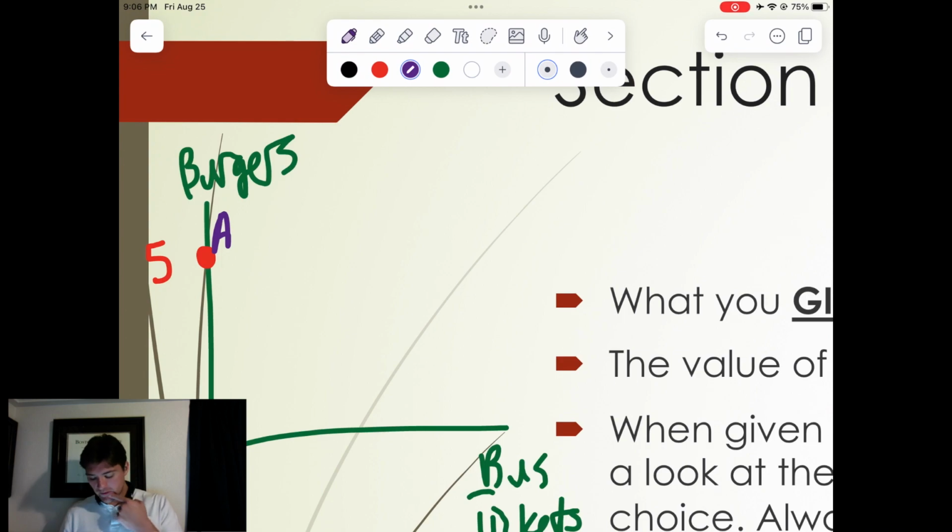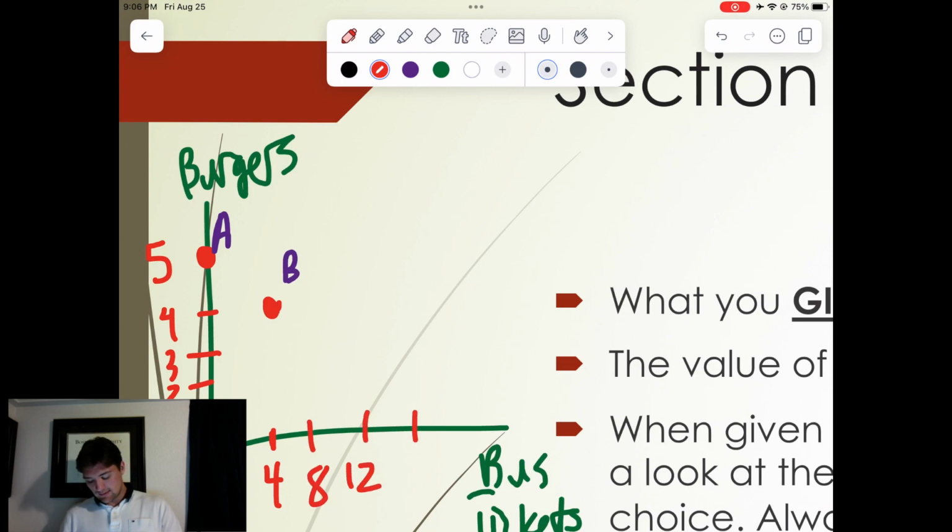What was the next point? The next point was 4 burgers. And then how many bus tickets was that? That should have been 4. We're going to do another point here because that's 3 burgers. And then you start doing 5, 4, 3, 2, 1. And what's happening to bus tickets? 4, 8, 12, 16, and 20.